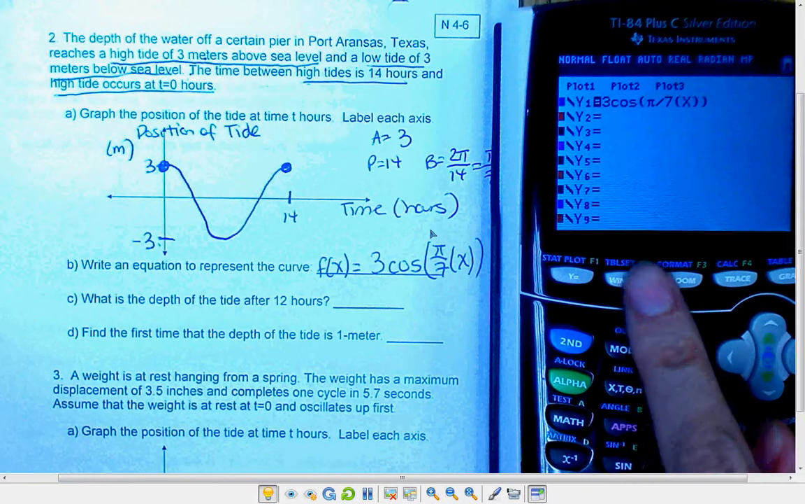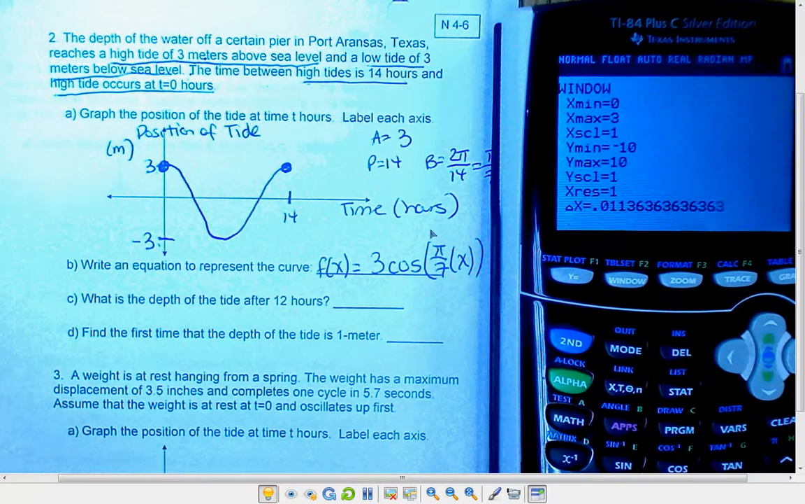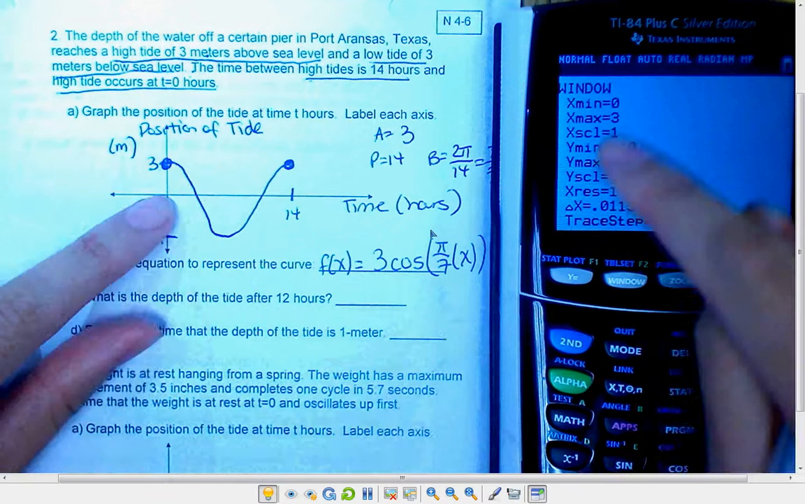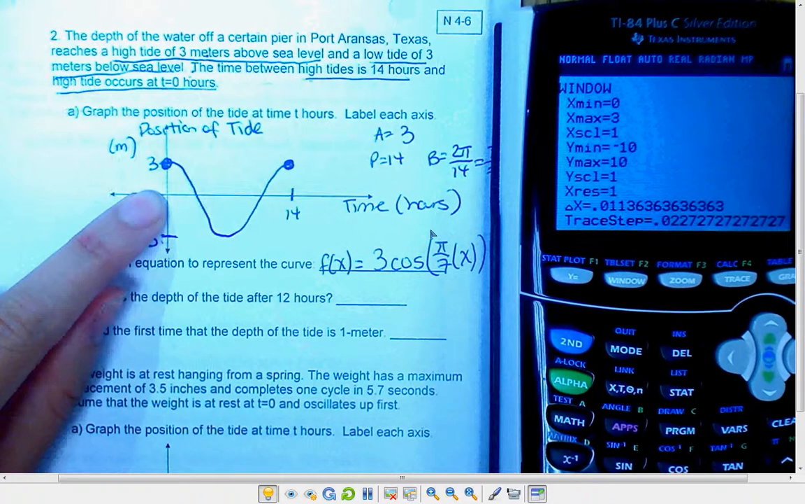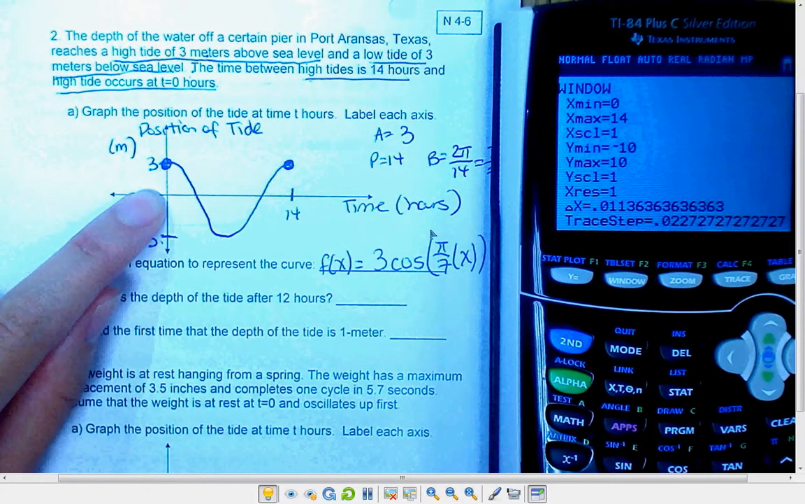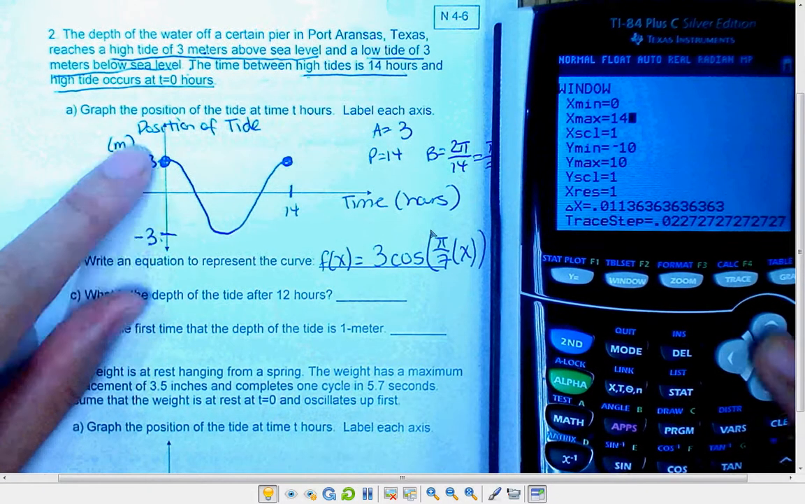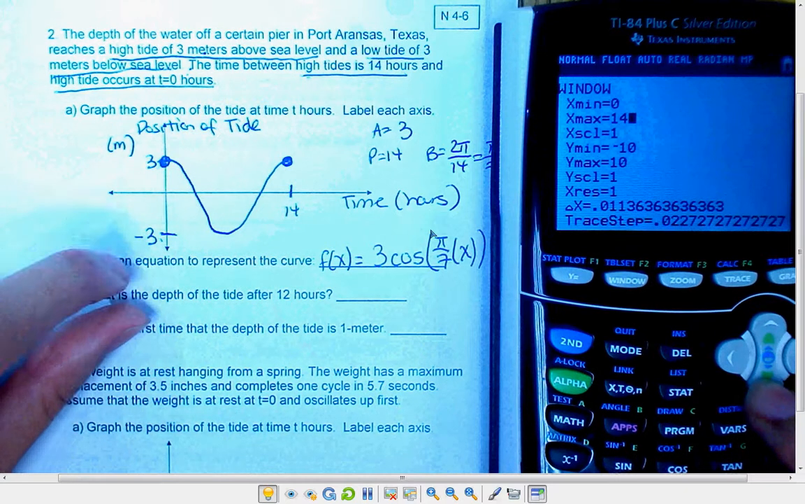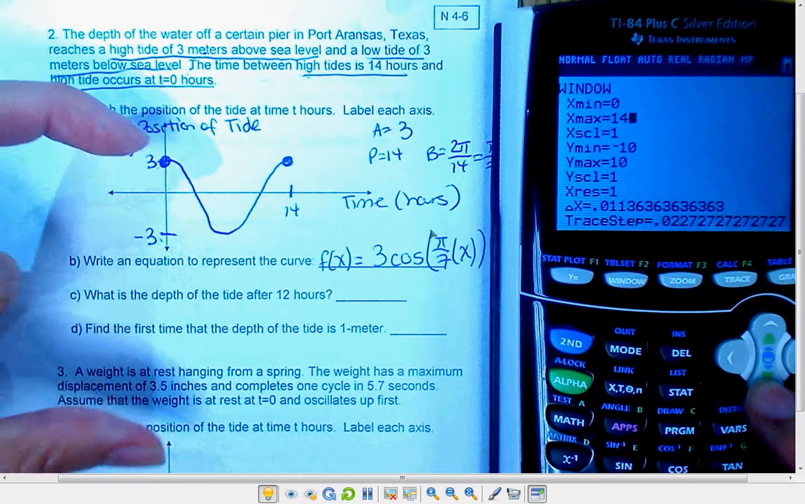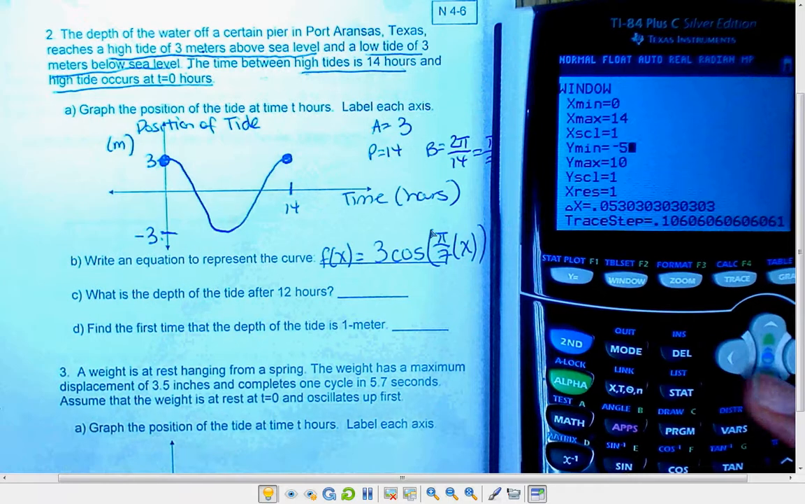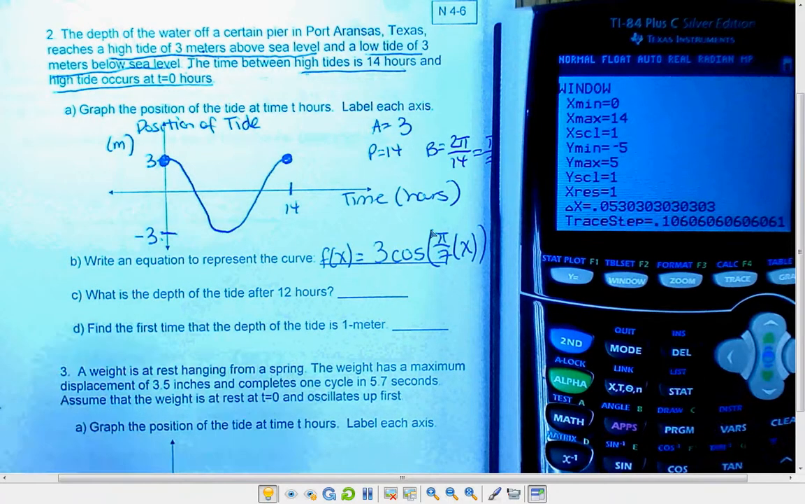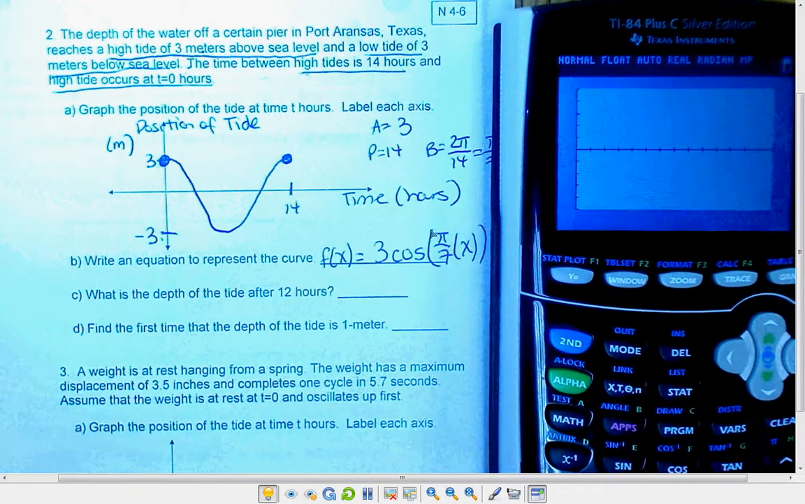And let's go to our window. So this time for my x, I want it to go from 0 to 14. For my y, I want it to go from -3 to 3, but let's just make it a little bit bigger so we can see the whole thing. I'm going to change it to -5 to 5. So it doesn't matter exactly what it is as long as you can see the entire graph.